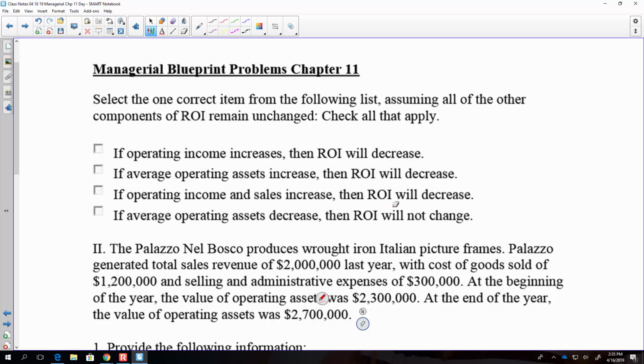Okay. If operating income increases, will that reduce our ROI? If operating income increases, what effect does that have on ROI? Does it decrease or increase?